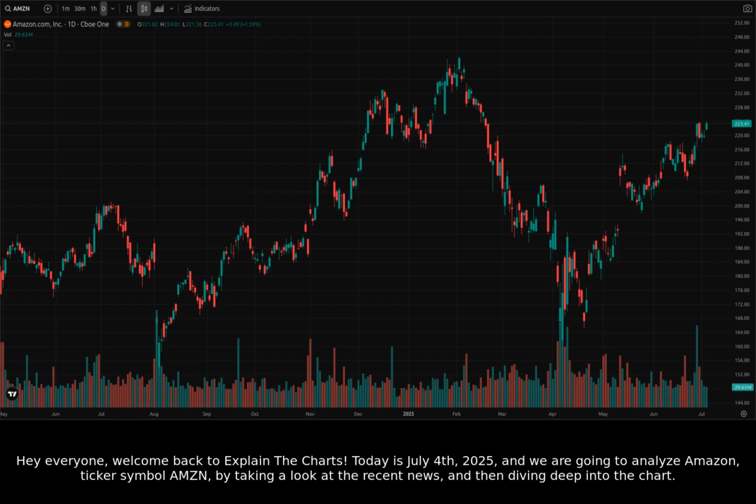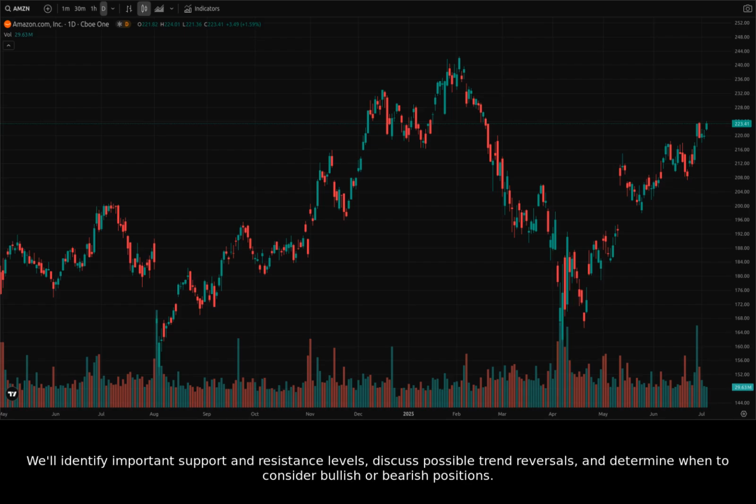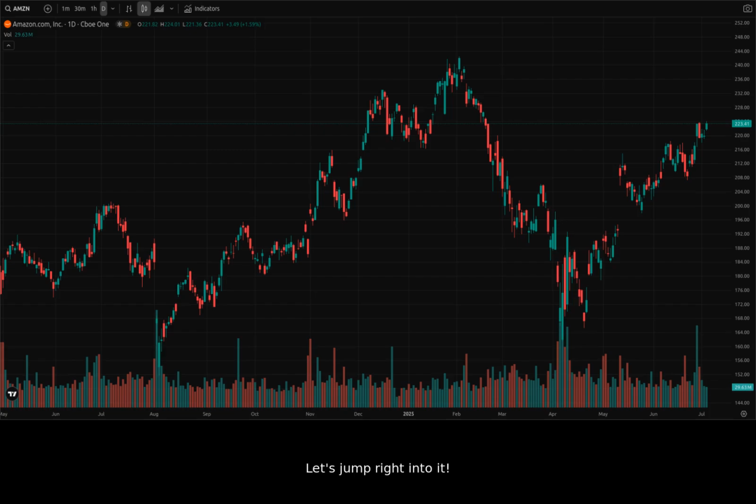Today is July 4th, 2025, and we are going to analyze Amazon, ticker symbol AMZN, by taking a look at the recent news and then diving deep into the chart. We'll identify important support and resistance levels, discuss possible trend reversals, and determine when to consider bullish or bearish positions. Let's jump right into it.